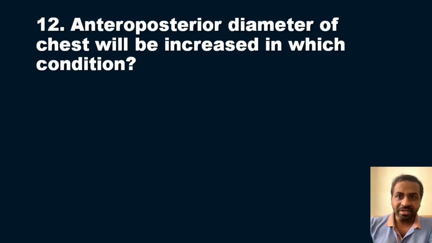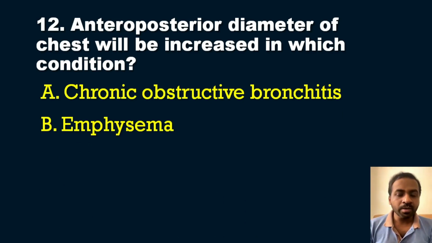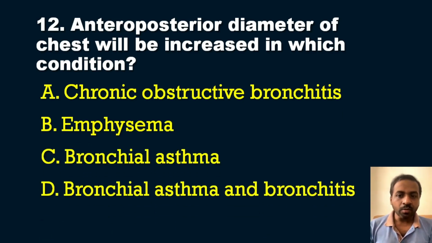So now we will move on to the next question, that is the 12th question in our series, and this is from respiratory disease conditions. The question is, anteroposterior diameter of the chest will be increased in which condition? And the options for you are: A, chronic obstructive bronchitis; option B, emphysema; option C, bronchial asthma; option D, bronchial asthma and bronchitis.